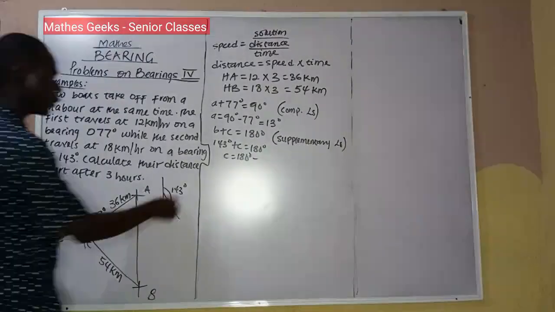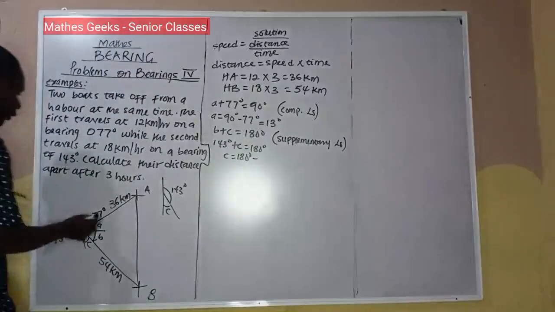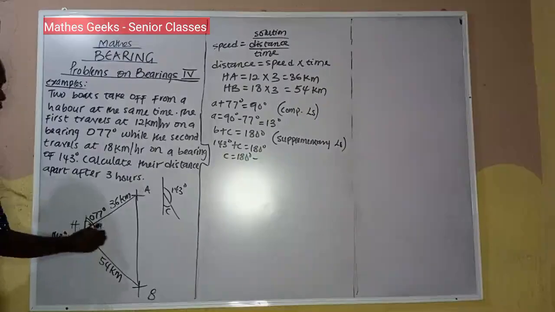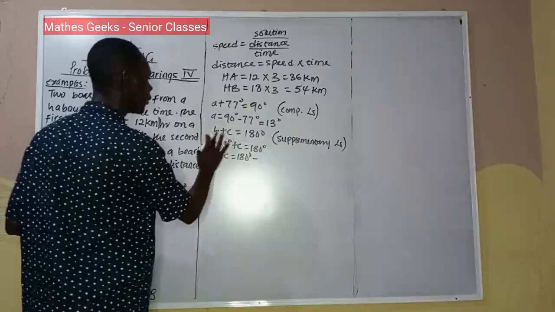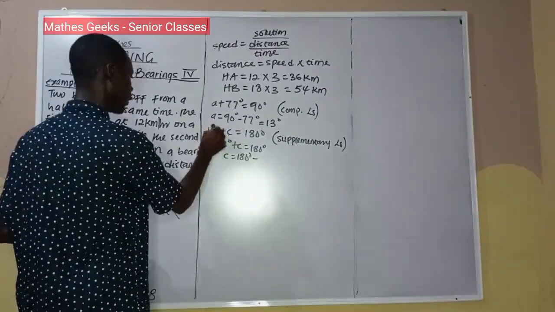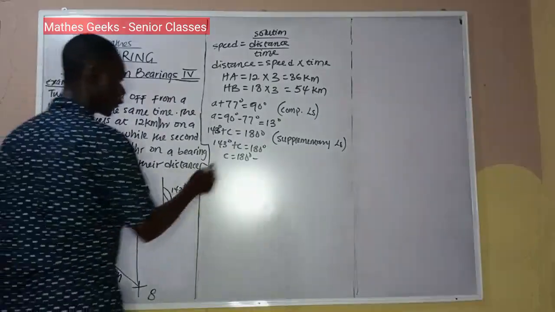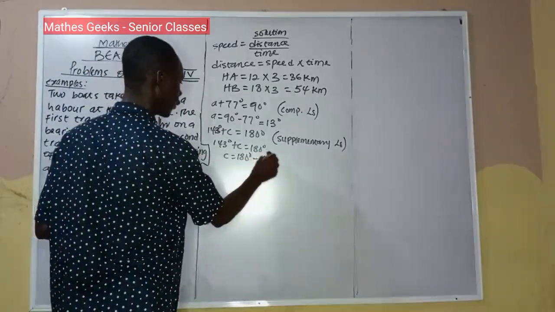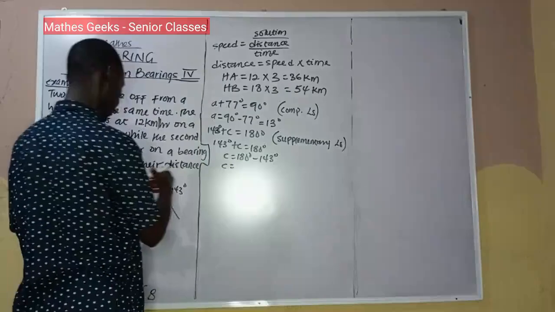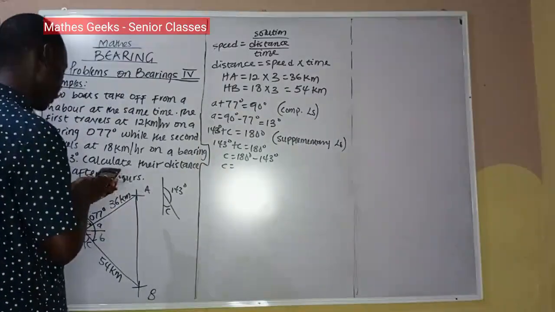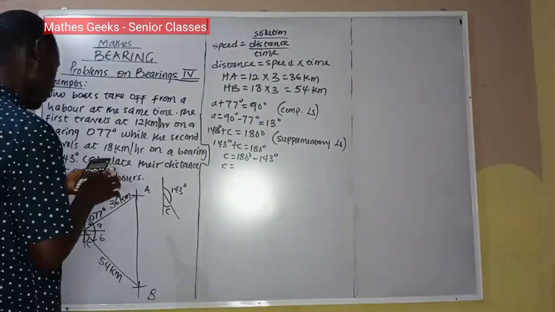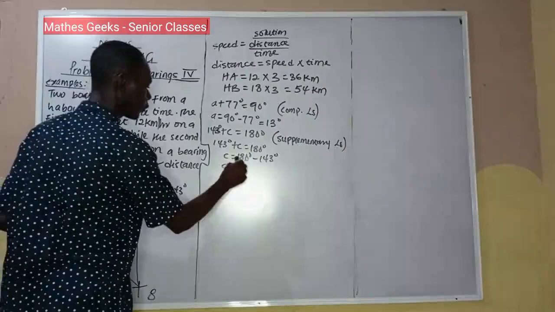I do not need this B. B here is this angle from east to this line, so I'm not going to use B here. So 143 degrees plus C is equal to 180 degrees. So C is equal to 180 minus 143, 37 degrees.